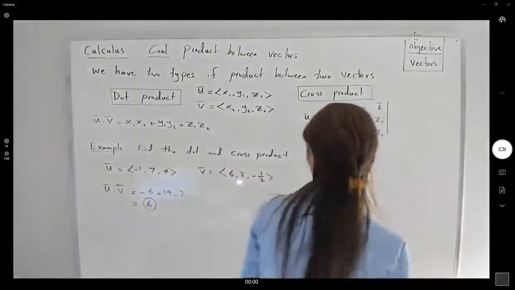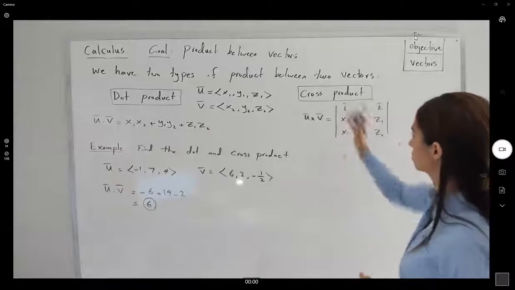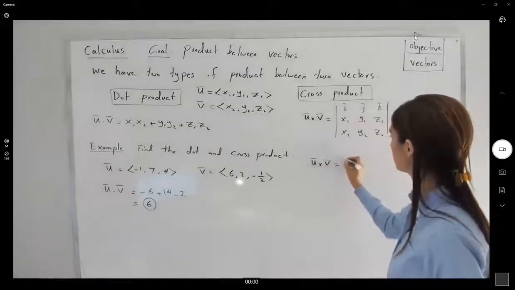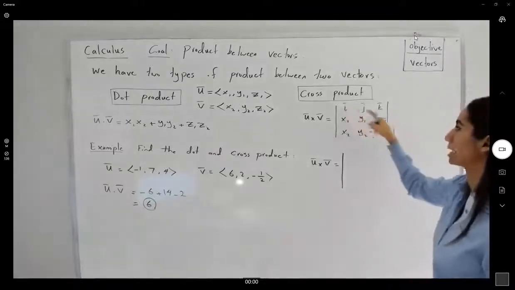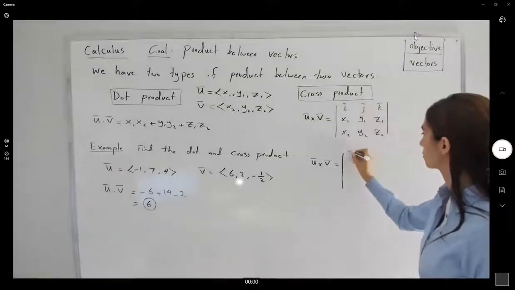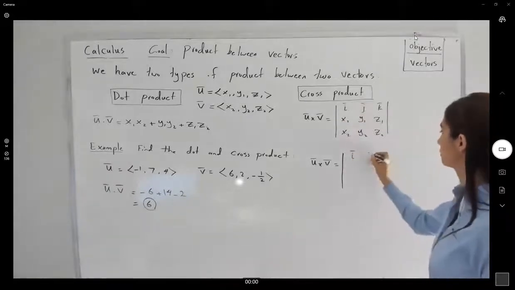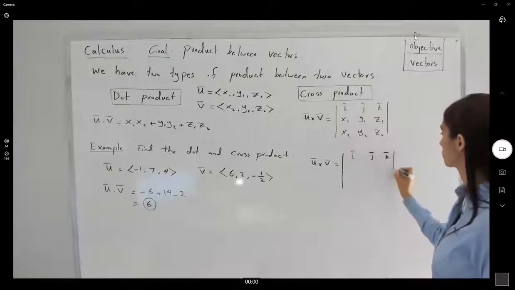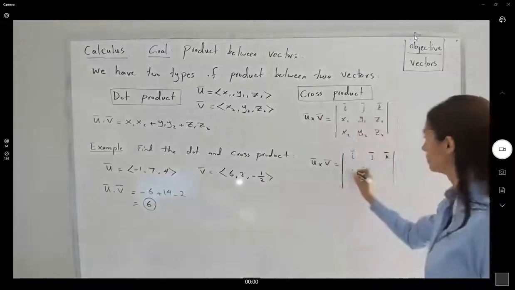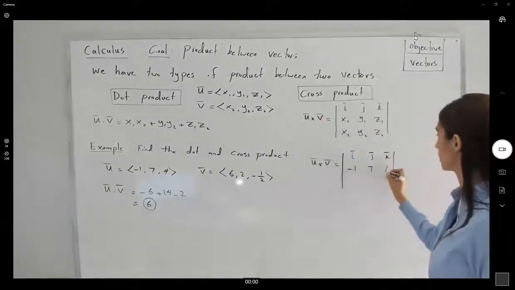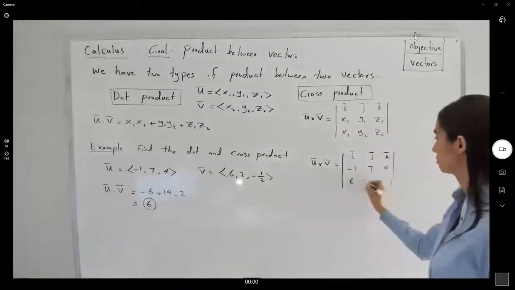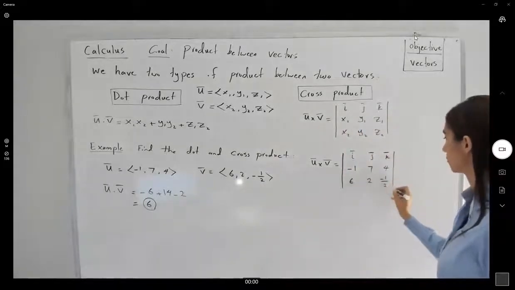So let us find the cross product between these two vectors. Let's follow our definition of the cross product. It's the determinant. So as you know, the very first row is fixed: i, j, k. The second row, elements of the first vector, -1, 7, and 4. And the last row are the elements of vector v: 6, 2, -0.5.